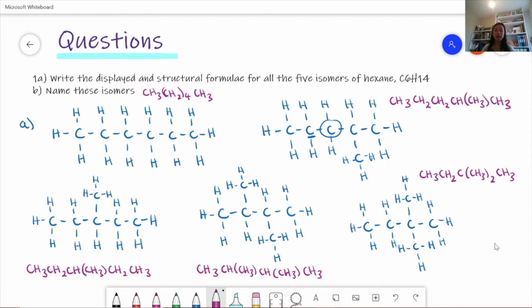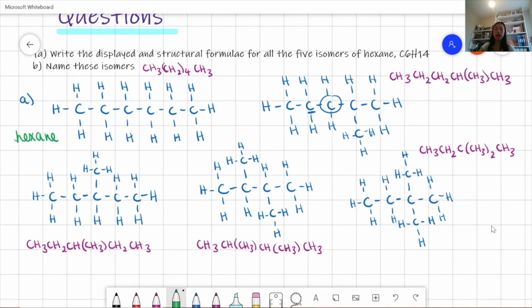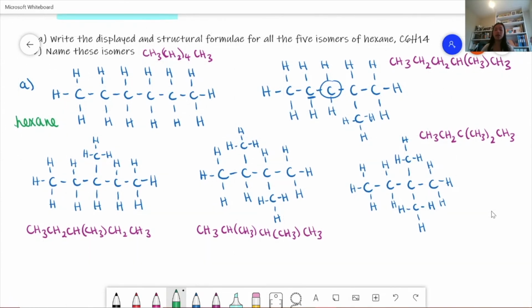And now we have to name these isomers. So the first one is easy because it's just hexane. There's nothing special about it, it's just a straight chain. And then looking at the one at the bottom left, we have this time only 5 carbons in the longest chain, and so it must be some kind of pentane. And then we look at the methyl group. So the methyl group will be on the 3rd carbon no matter what, because it's in the middle, and so we have 3-methylpentane.